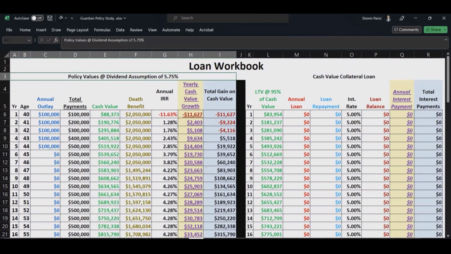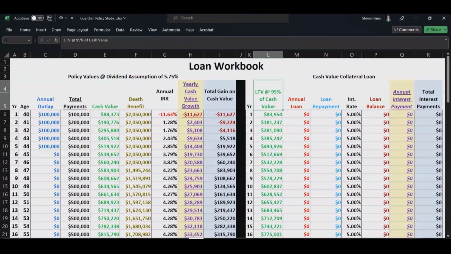So here, LTV, loan to value, 95% of the cash value. So whatever your cash value column reads, this will be 95% of that. Let's assume you want to take a loan. Let's say it is for $250,000 in policy year 3. So what we'll do is plug in $250,000.